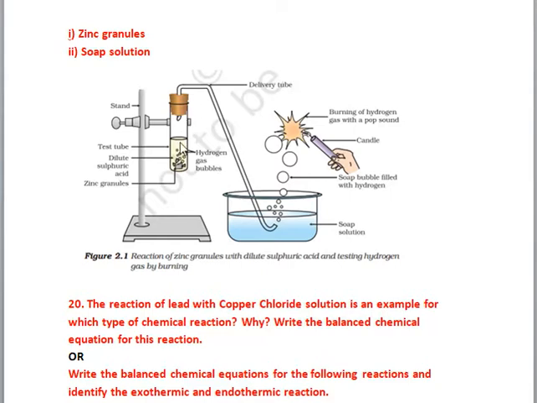Hydrogen gas is liberated whenever an acid will react with a metal. And how will we test that hydrogen gas? When we bring a burning candle near the gas, the candle burns with a pop sound. This is the test for hydrogen gas.